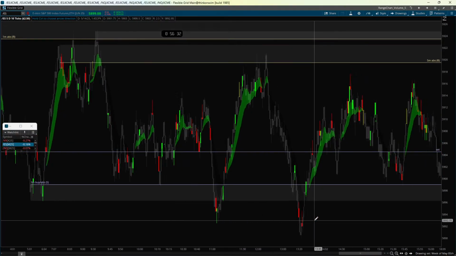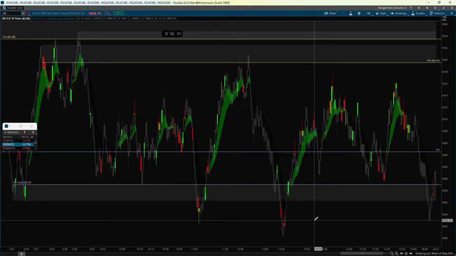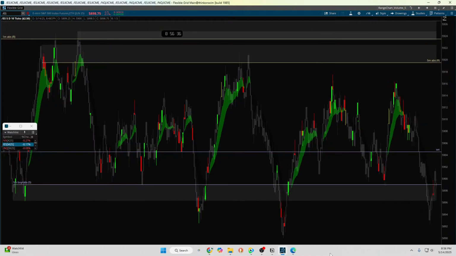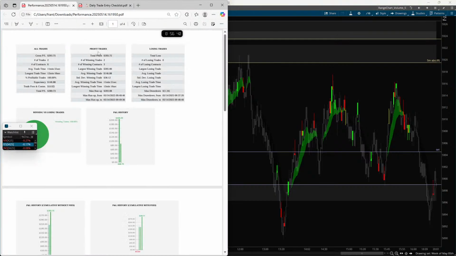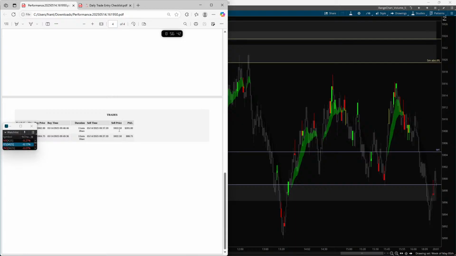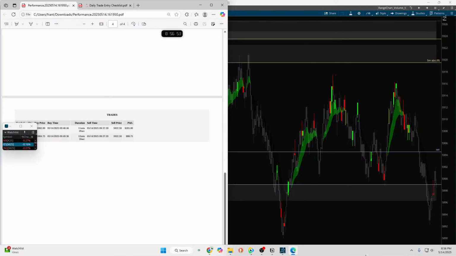So that was basically the trade. Trade came in at 37. Like I said, I got out a little bit higher at 52 and 475.